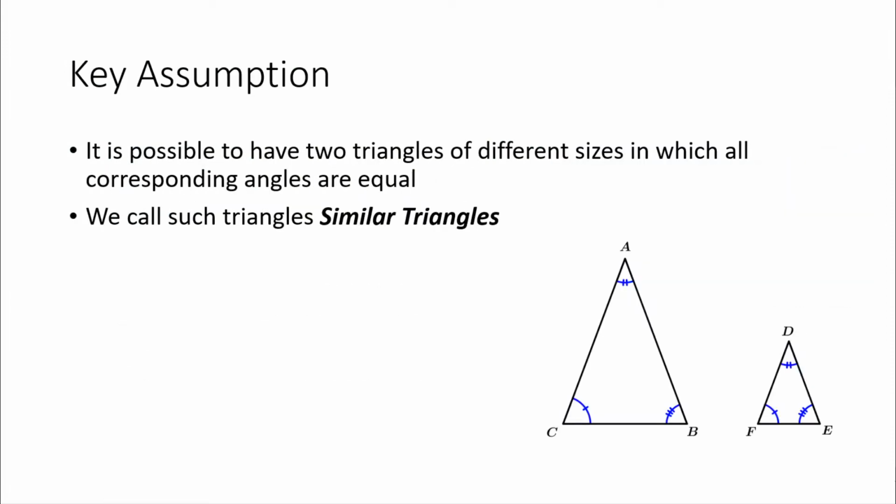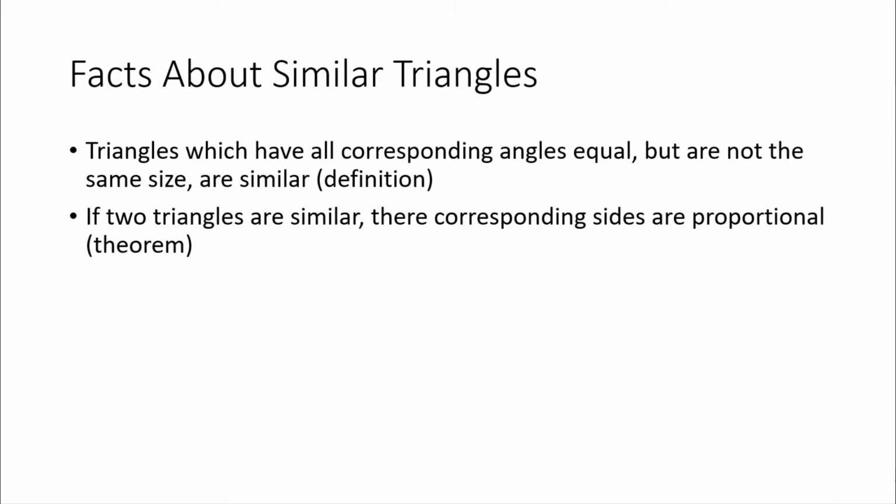Now I want to be clear that this is an assumption. We are assuming it's possible to have two triangles of different sizes in which all corresponding angles are equal. We call those types of triangles similar triangles. Okay, so here are a couple important facts about similar triangles. First of all, triangles which have all corresponding angles equal but are not the same size are similar. This is just the definition of similar triangles.